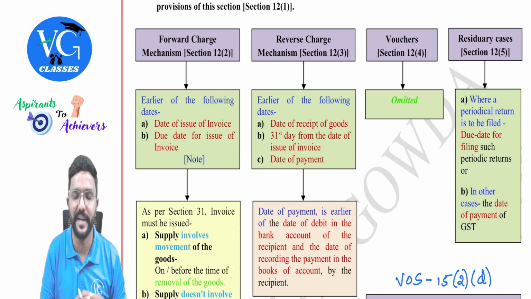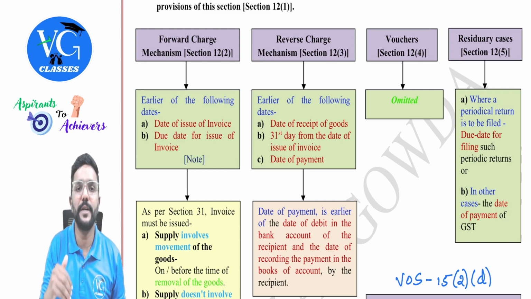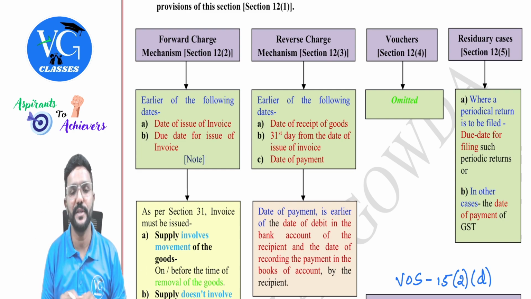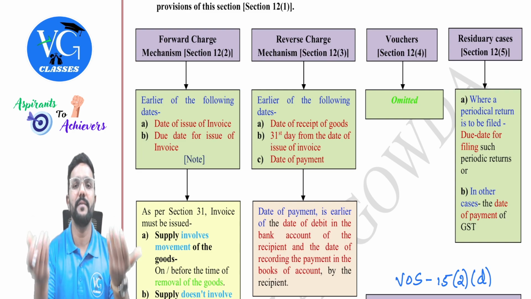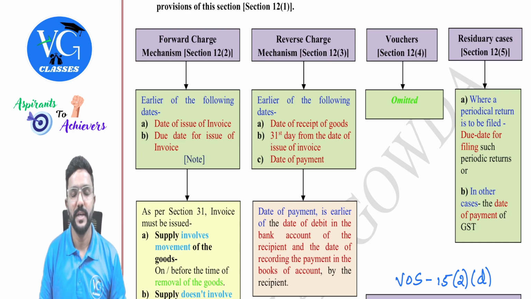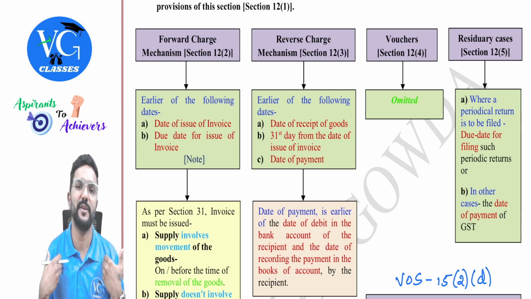Okay, let me put numerically. Assume guys, I have agreed to supply goods to you for 10 lakh rupees after 2 months. So after 2 months, I will supply the goods and issue invoice. But today, I have received 1 lakh advance from you. Is this 1 lakh taxable for me on receipt basis? No, no, no. Only after 2 months, whenever I supply the goods and issue invoice, the entire 10 lakh will be taxable for me.